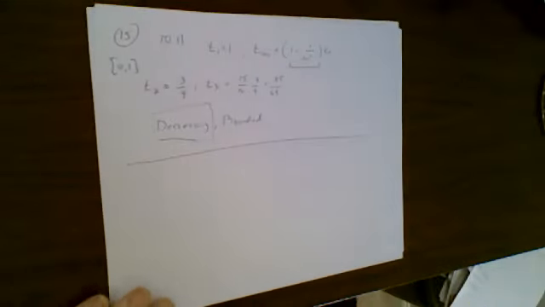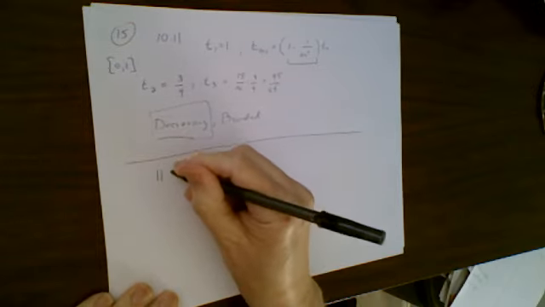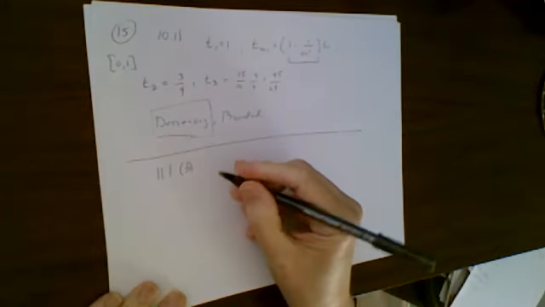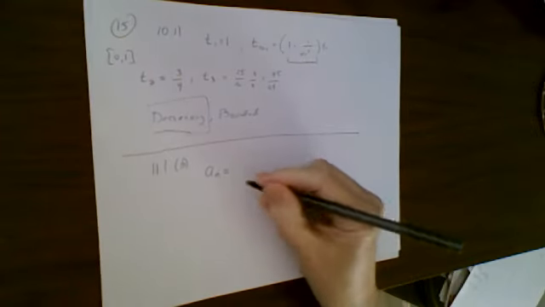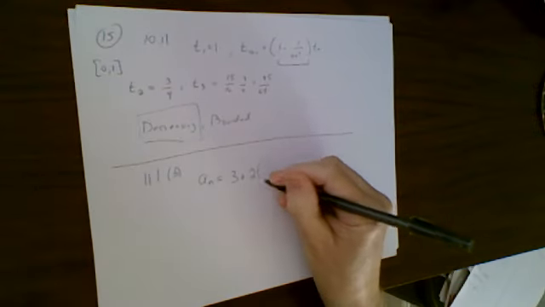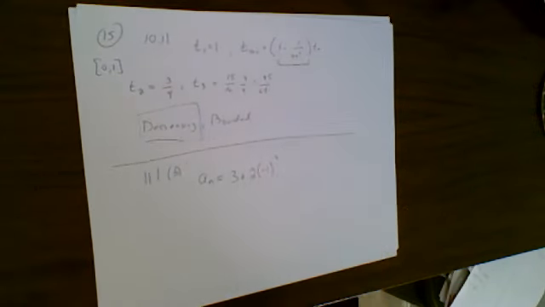And the final question from Ross that was posed by you was, let's look at the sequence. So this was 11.1b. We were given the sequence a sub n equals 3 plus 2 times -1 to the n. And they're saying give a subsequence that is constant and talk about how you choose them.